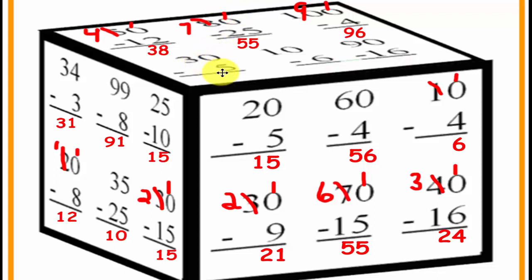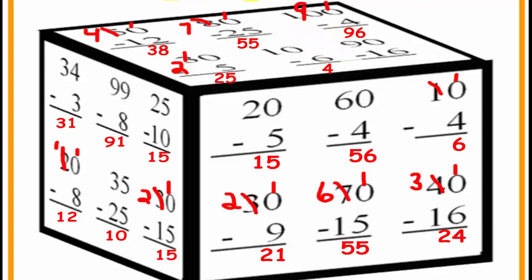Okay, 30 minus 5. Answer, 25. Well, again, same basic idea. 5 from 0 can't do, so we borrow from the tens column. This no longer is a 3, this is a 2. So, 5 from 10 is 5, and we bring down the 2. Let's look at the next one. 10 minus 6. 10 minus 6 is 4.